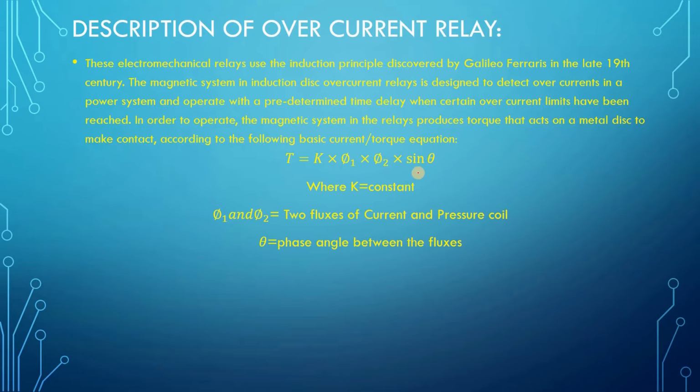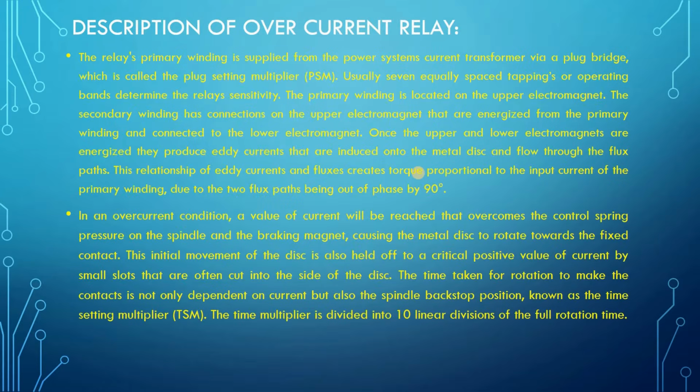But whether the disc will move on any torque or not, let's see how the disc will move. In an overcurrent condition, the value of current will be reached that overcomes the control spring pressure on the spindle. That means depending on the flux, torque generates, and only if that torque overcomes the pressure on the spindle will the disc rotate.